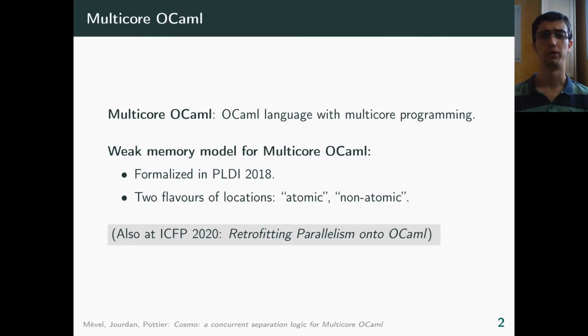So a few words about multicore OCaml. As the name suggests, it is an extension of the OCaml programming language with support for multicore programming. It comes with a weak memory model, which has been formalized in a paper at PLDI 18, and it features two flavors of locations, which are dubbed atomic and non-atomic. By the way, if you're interested in the garbage collector of multicore OCaml, please have a look at this other ICFP paper whose title is Retrofitting Parallelism onto OCaml.